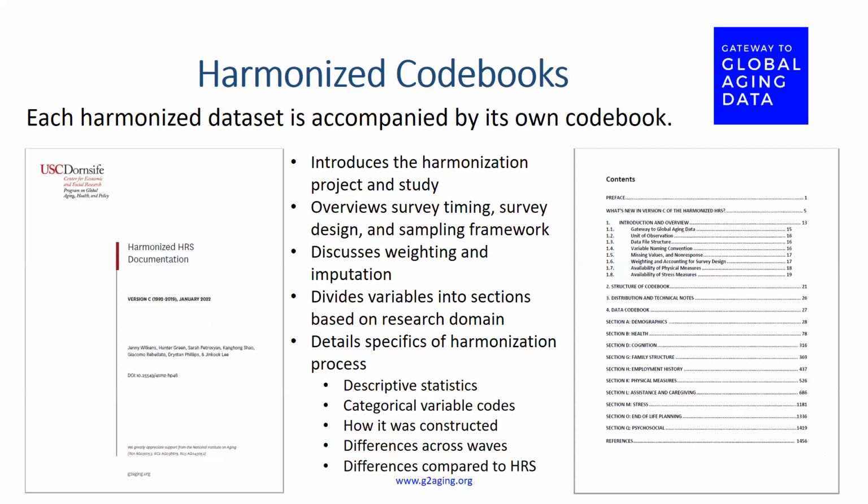Along with each harmonized dataset we create, we also provide an accompanying codebook. We provide a brief introduction to the harmonization project and study, go over survey timing, design, and sampling, provide some basic information on weighting and on any imputations, and divide variables into sections based on research domain. We also provide specifics of the harmonization process, including some descriptive statistics, the categorical variable codes, if applicable, how the variable was constructed, and we detail any differences across waves or any differences compared to the RAND HRS or Harmonized HRS version of the variable.